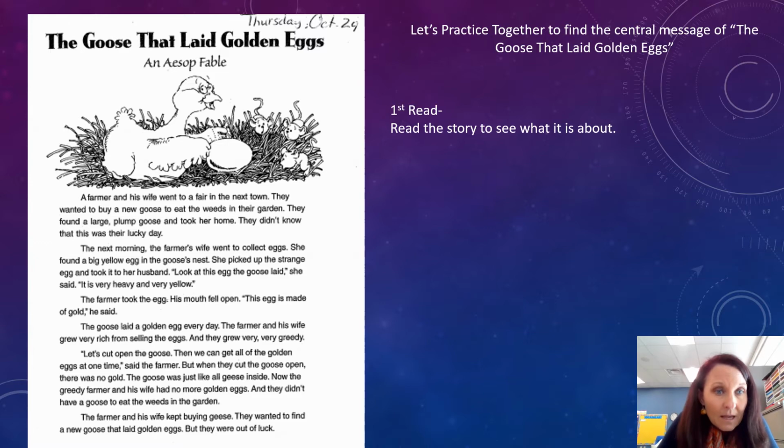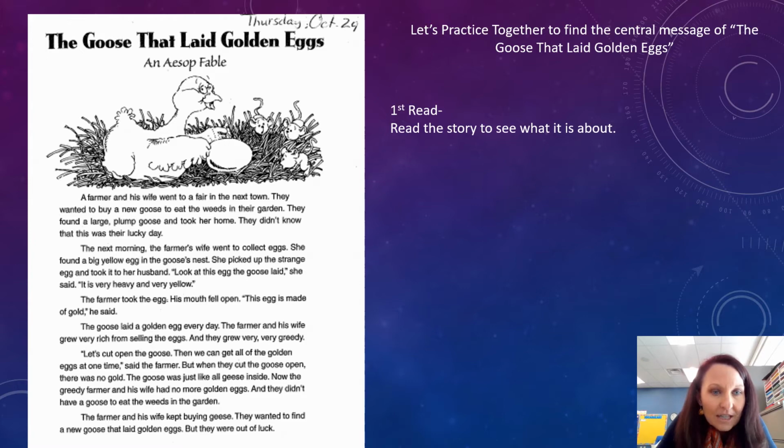Follow along with me. A farmer and his wife went to a fair in the next town. They wanted to buy a new goose to eat the weeds in their garden. They found a large, plump goose and took her home. They didn't know that this was their lucky day. The next morning, the farmer's wife went to collect eggs. She found a big yellow egg in the goose's nest. She picked up the strange egg and took it to her husband. "Look at this egg the goose laid," she said. "It is very heavy and very yellow."